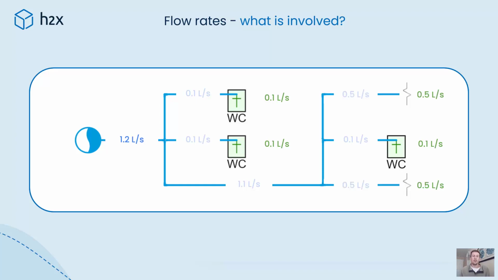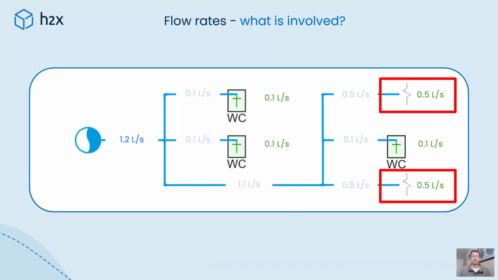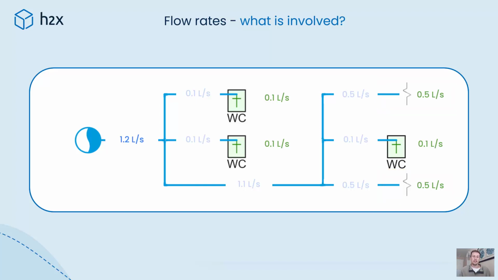The second type of flow rate is called a continuous flow rate, and this gets added directly onto the system. So there is no probability and it doesn't get diversified. So for example, we have 2 continuous flow rates here, both at 0.5 litres per second. Combined, they equal 1 litre per second. So again, no diversity or probability here.